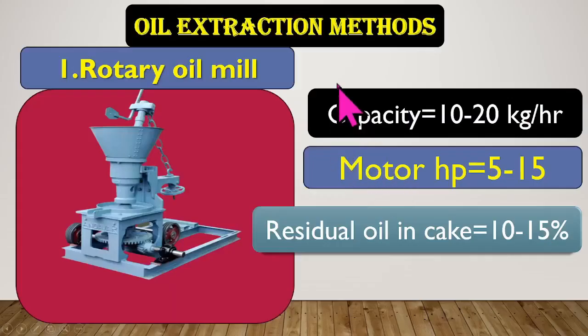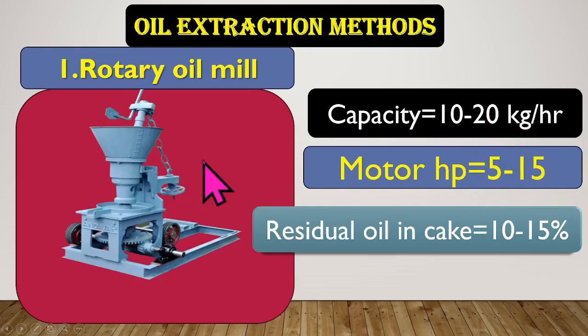The oil is extracted from groundnuts by three methods. One is the rotary oil mill method, another is expellers, and the third is the solvent extraction system. In a rotary mill, the seed crushed will be around 10 to 20 kgs per hour, and the motor HP required will be from 5 HP to 15 HP. If it is 10 kgs per hour, usually it will be 5 HP. If the capacity goes higher, the HP of the motor will increase.